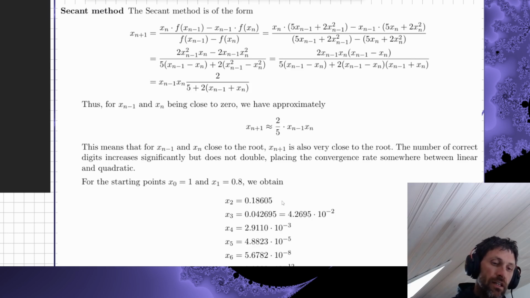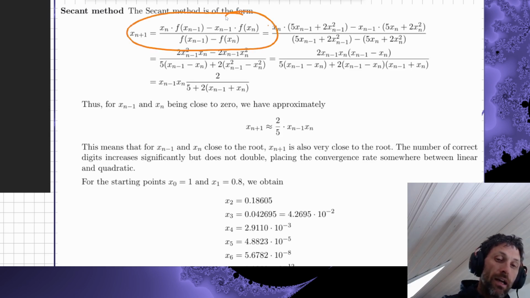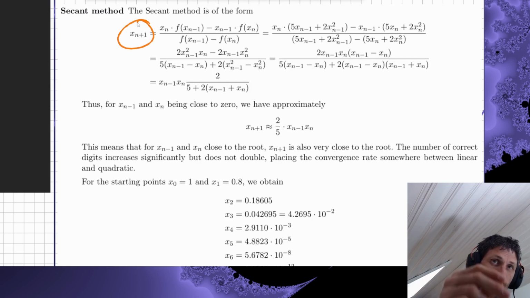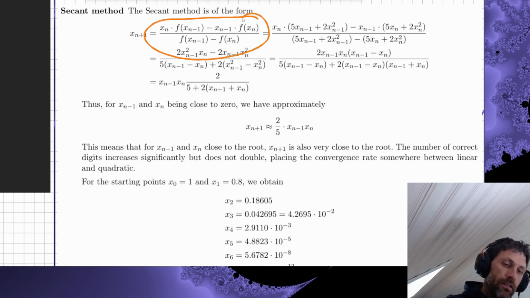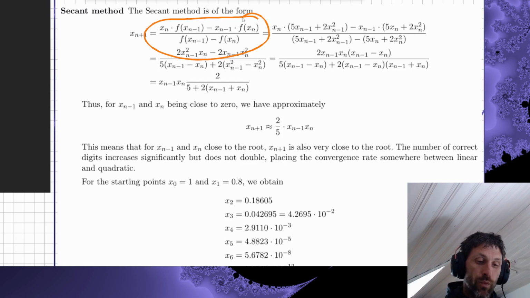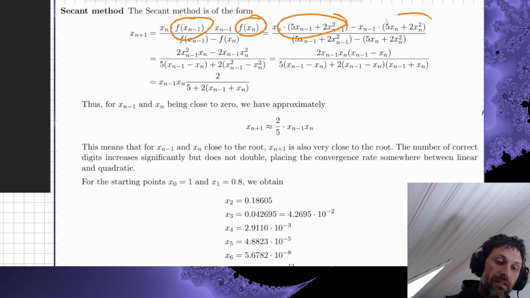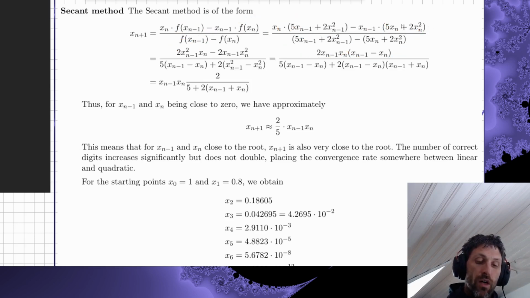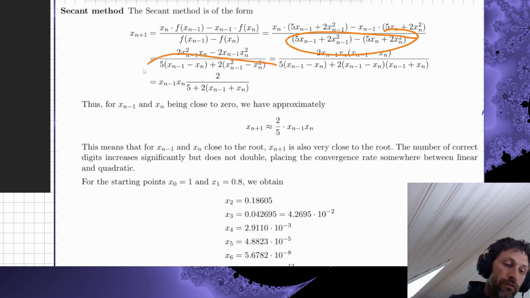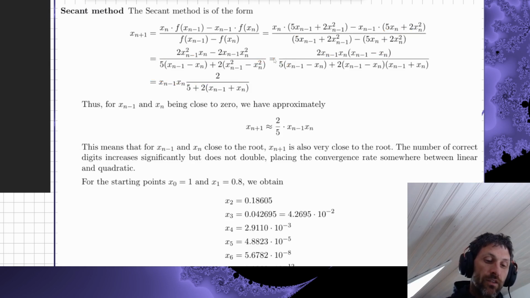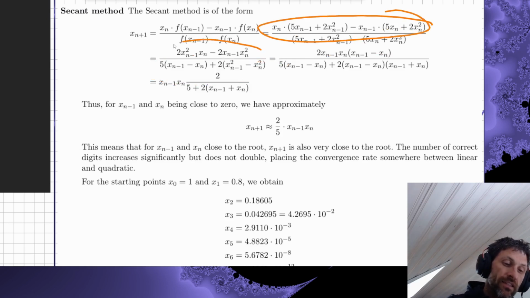The secant method is that recursion. Having xn and xn minus 1, you get the new xn plus 1 by applying that. And what can we do in this situation? We know what is f of x, so let's write that here. What is f of xn? It's that. And what is that here? And so on. Now, what can we do? We can rearrange that in that form. And we can rearrange that in that form.